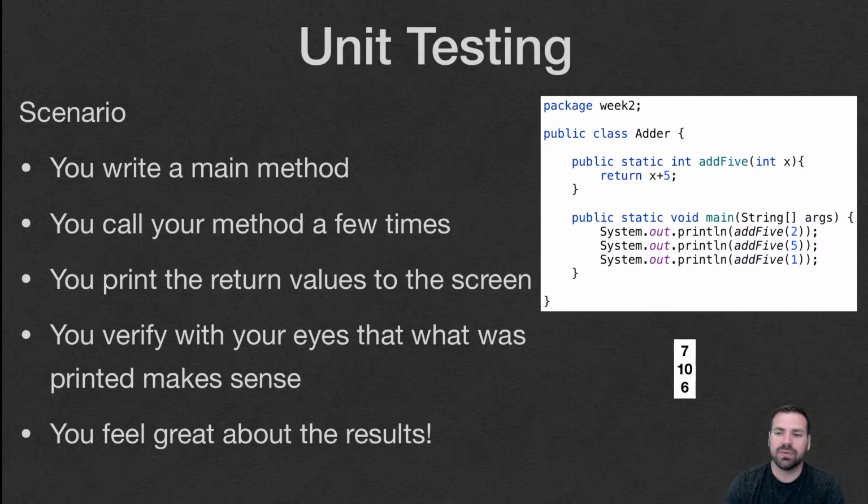So the very first thing you would do is write a main method, call your method a few times, print things to the screen, and say, it looks good. Let's see, add 5 and 2. Should be 7, and I printed out 7. 5 should be 10. 1 should be 6. It looks good. That's fine. And I still use print lines like this from time to time when it's very small tasks that I'm working on.